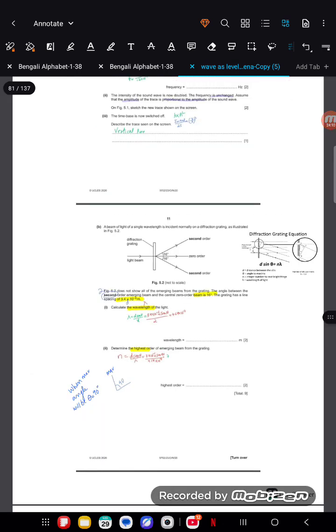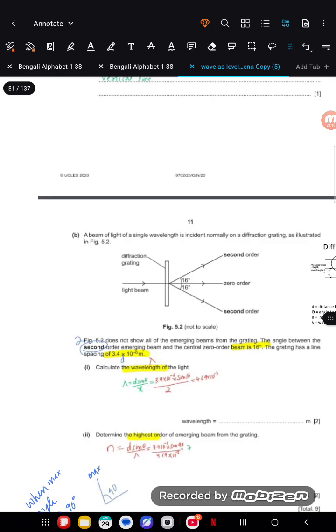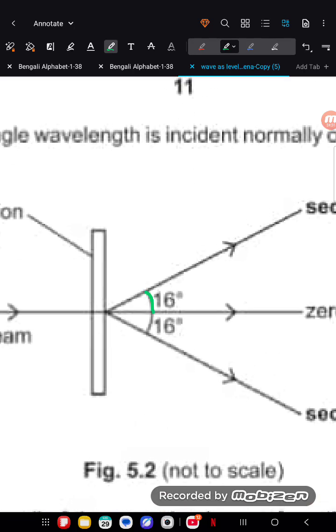So this is October 2023. Okay, question number b. So see here, they now have a diffraction grating, order is 2. Okay, angle is 16. Now here don't get confused. They wrote this is 16 and this is 16. Don't think that this full is 16.